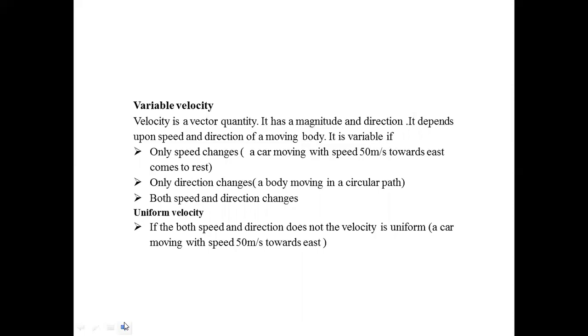Uniform velocity: if both the speed and direction do not change, then the velocity is uniform. For example, a car moving with the speed of 50 meter per second towards east, it is very clear that the magnitude of speed is not changing. It is 50 meter per second throughout, and the direction is also not changing. It is toward east. So for this example, the velocity is uniform.